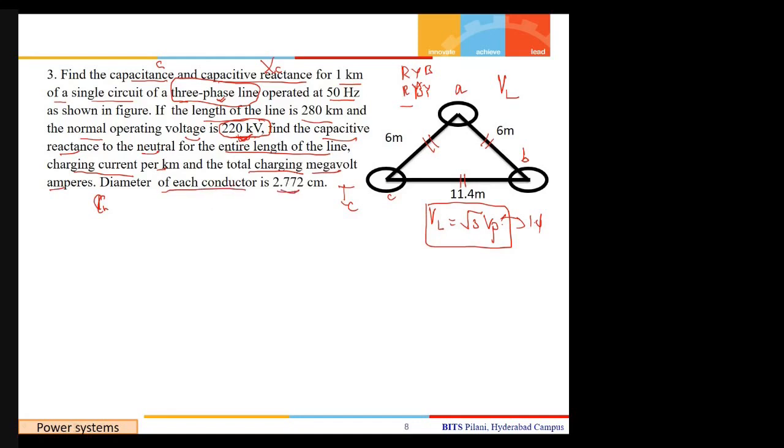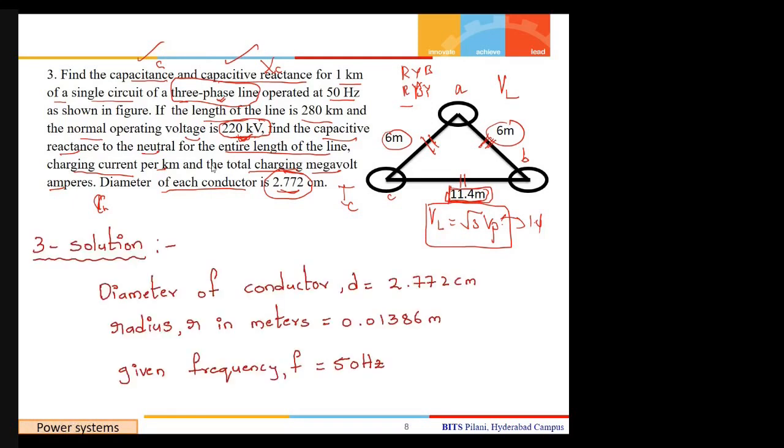So we have been given the diameter of the conductor. We have been given the distance. Now here the distance is given as 11.4. So obviously this is not an equilateral triangle, which I said previously. So this is not equilateral because the distance is 11.4 meter. You have to determine the capacitance, capacitive reactance, and charging current. So these are the quantities you have to determine. Let us see the solution.